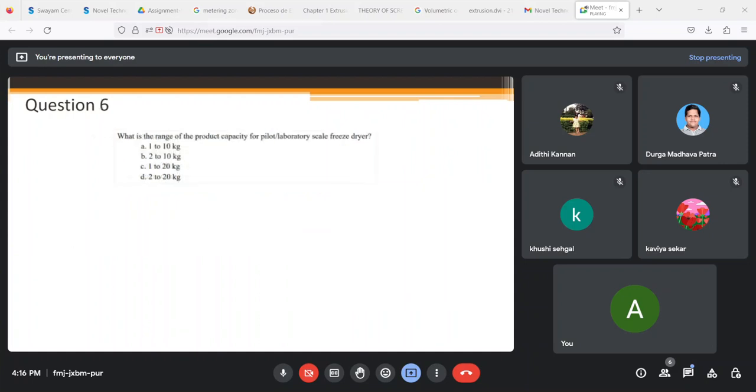So going to question 6. What is the range of product capacity for a pilot or a laboratory scale freeze dryer? Any clue what the answer is?